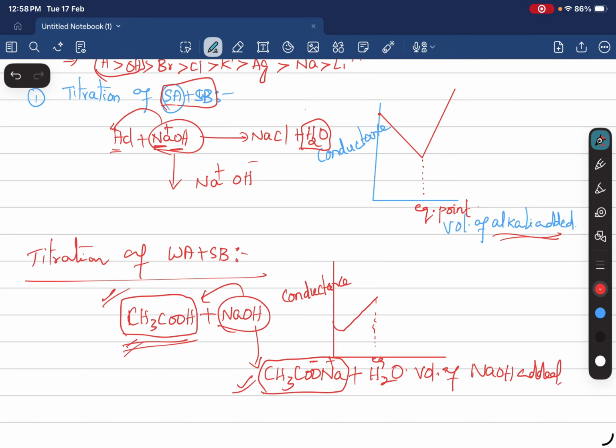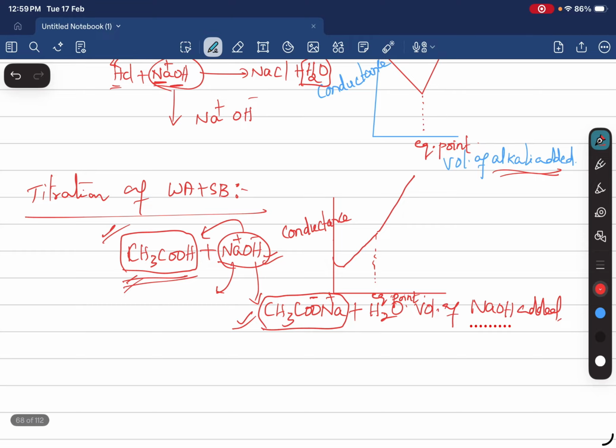We can also add the buffer concept here. Finally, what happens after reaching the equivalence point? NaOH keeps being added, so the conductance keeps on increasing, because NaOH is a strong electrolyte, a strong base. It gives more Na+ and OH- ions. That's how the conductance keeps on increasing.